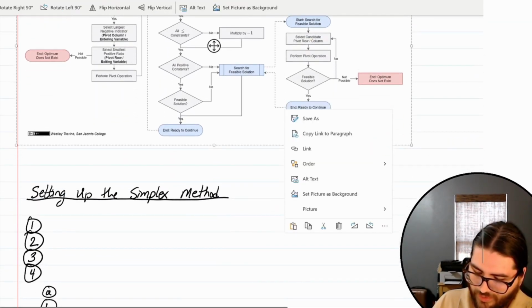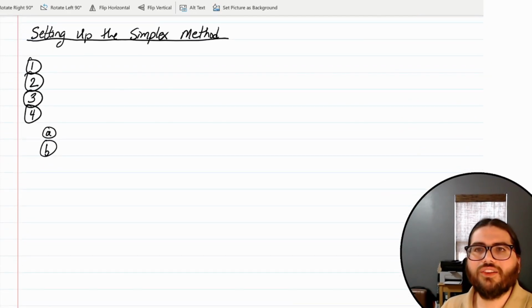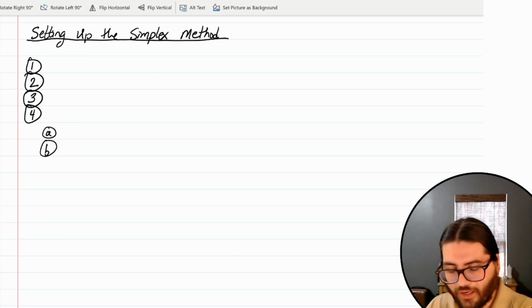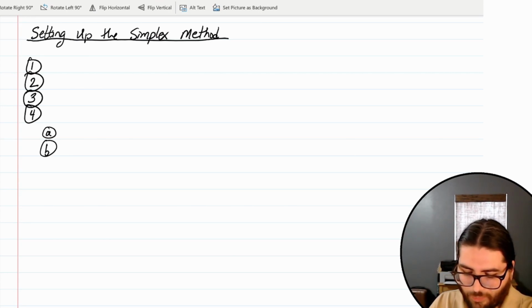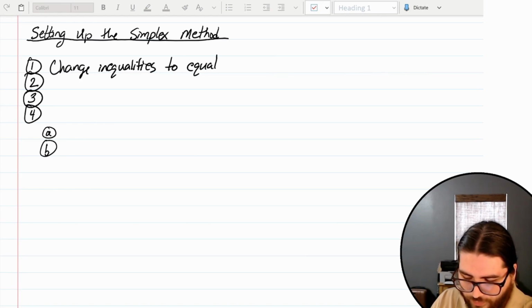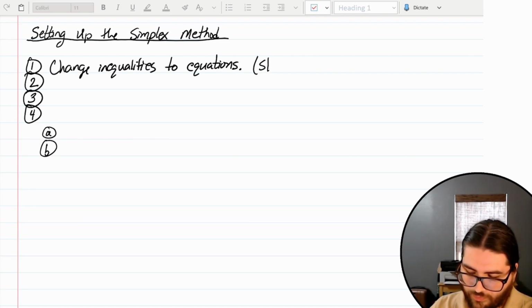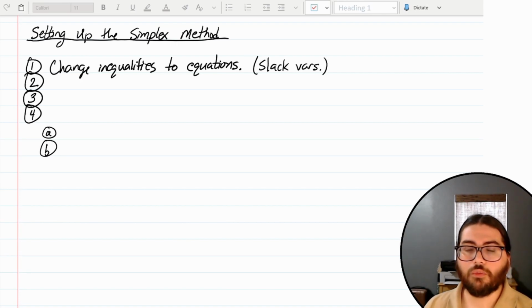So let's set up the simplex method. This is the closest thing we're going to get to a list of steps this week. We've already done most of them. Step 1 is to change inequalities to equations. That will involve the slack variables. So that whole thing with the slack variables, that's part of step 1.